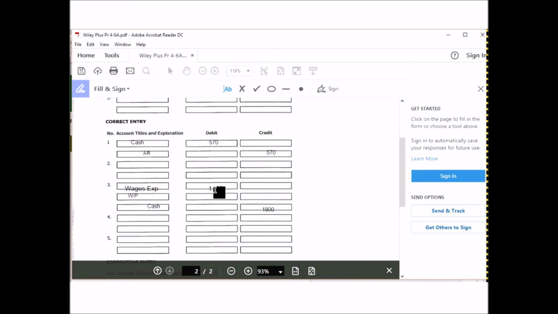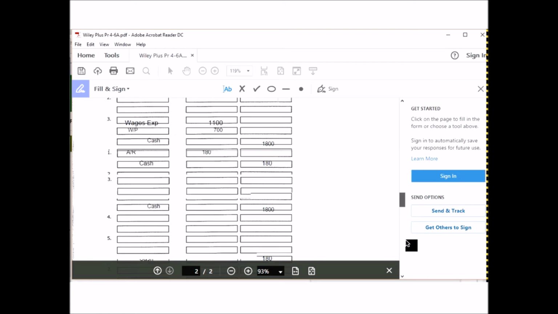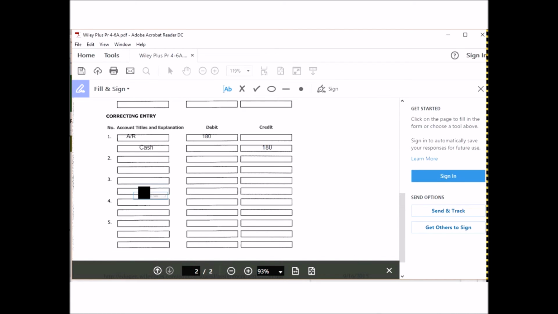The change that needs to happen, though, is my wage expense started at $1,800 as a debit, but really should have only been $1,100 as a debit. So I debited my wage expense too much. So I need to come down here and take away some of that wage expense and reduce it as my credit. It didn't show up very well on that line. Let me see if I can retype it in.